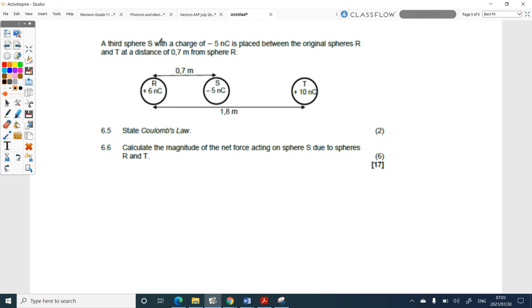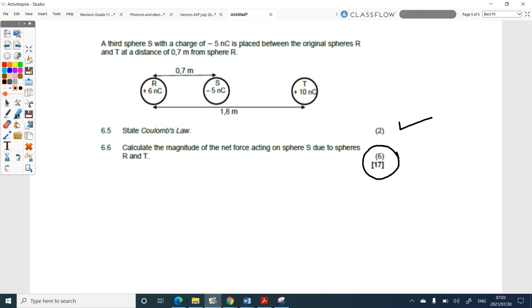Okay, third sphere. So this is the higher order type of question. Coulomb's law. Please, guys, there are going to be 10% of definitions. You need to learn them. Now, Coulomb's law, they say a third sphere, S, with a charge of -5 is placed between the spheres at a distance T. And the question says, calculate the magnitude of the net force acting on sphere S due to spheres R and T.